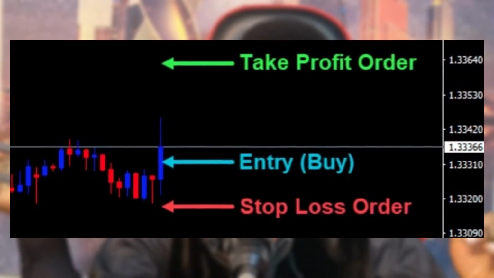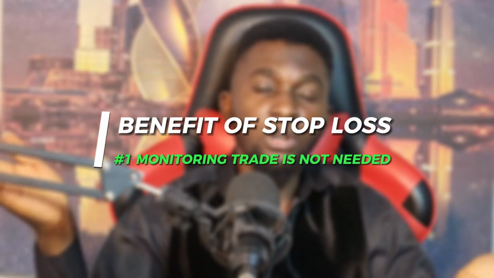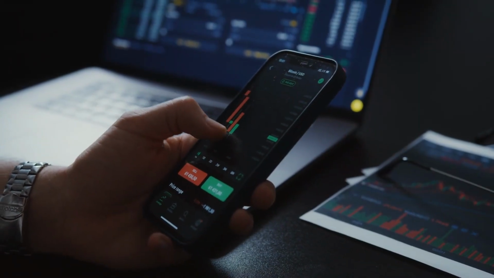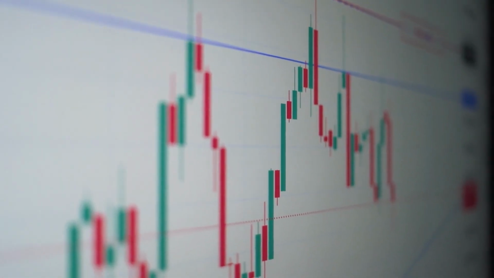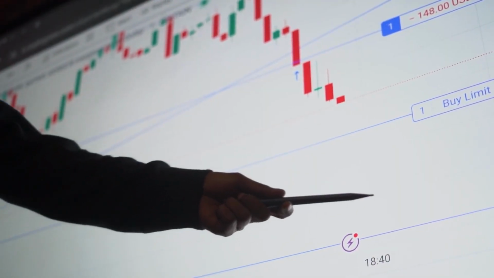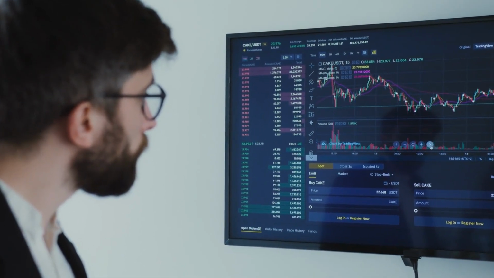A stop loss is a price level at which you exit the trade to prevent further losses. Alright, let me tell you one benefit of a stop loss. One benefit of a stop loss is that you don't have to keep monitoring your trade. When you set your stop loss, it doesn't matter whether your phone is on or switched off or whether you are connected to the internet. Once price gets to that level, you'll be taken out to prevent what? Further losses. Why? Because your stop loss is not set based on your phone. Your stop loss is set on your broker's server, and once price hits your stop loss, you'll be taken out of the trade automatically. So always use a stop loss instead of a mental stop loss.